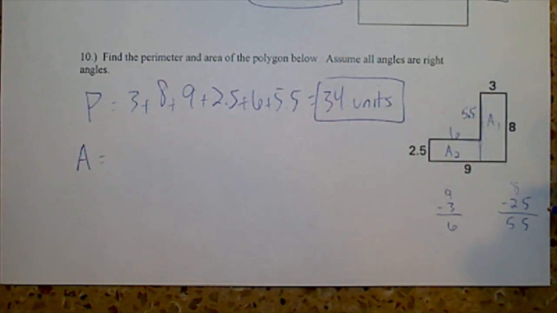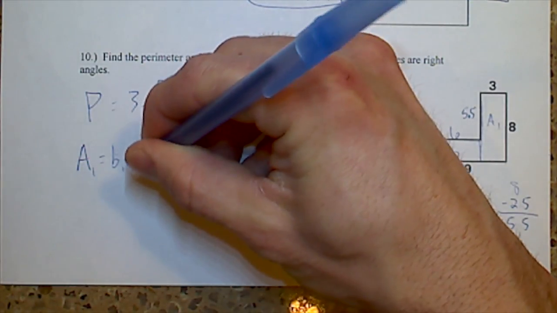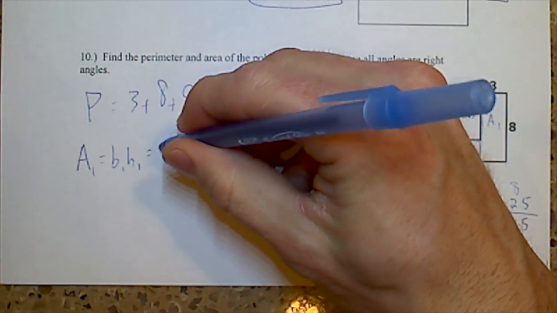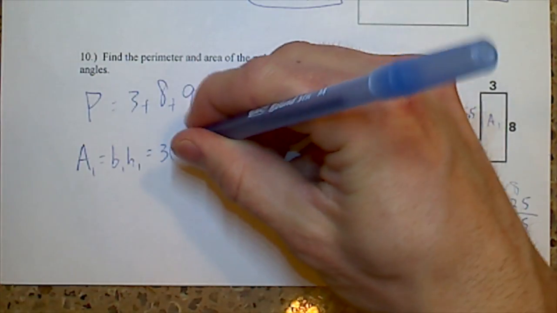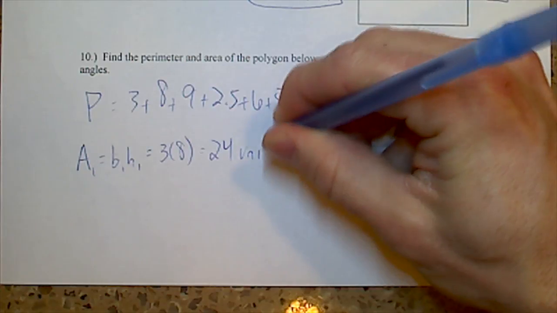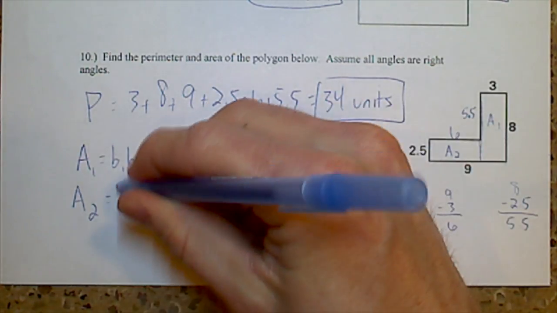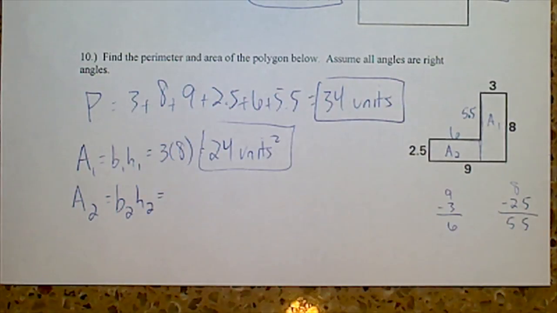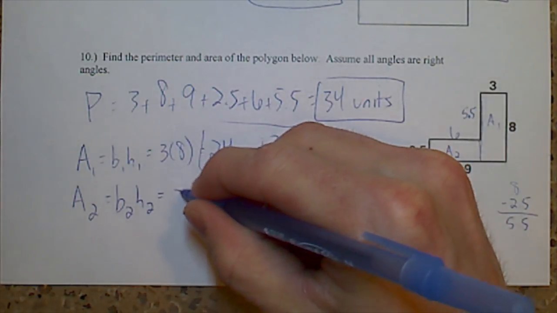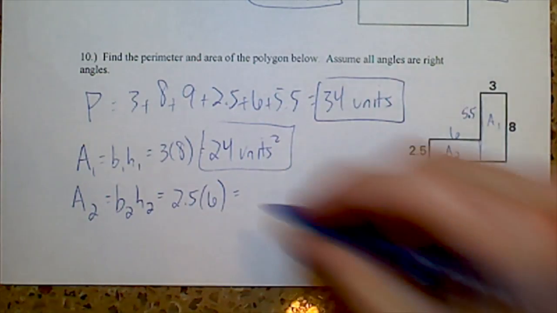Okay. So area 1 would be base 1 times height 1. You'll notice my subscripts. That's just to indicate them on this first rectangle. First base would be 3. First height would be 8. It'll give me an area of 24 square units. All right. Second area, also a rectangle. I want that second base times that second height. Second base, 2.5. Second height, 6. And that comes out to 15 square units.